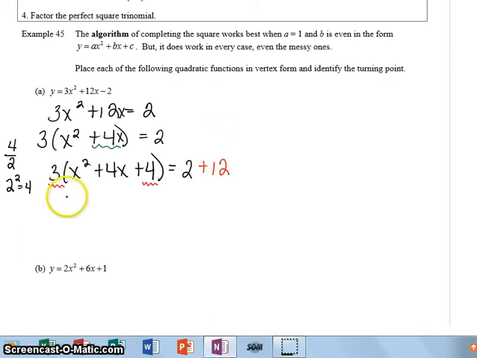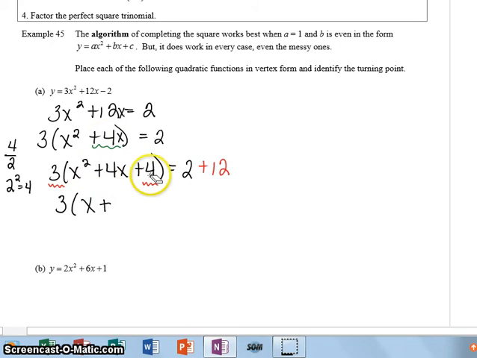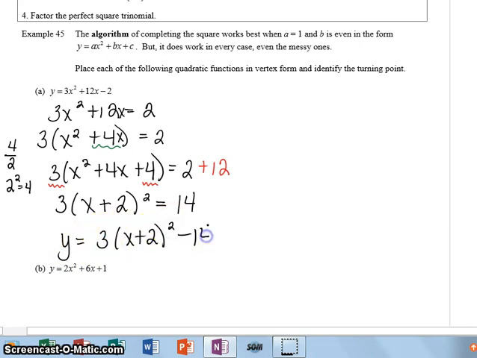Okay, so now we're going to factor this as usual. If you use my little shortcut I just explained in the last example, you know it's going to be positive because the sign on b is positive. And then the square root of my c, which is 4, is 2. And that's equal to 14. Last step, you're going to move the 14 back over to this side, which would make it a subtraction. And I'm going to get y equals 3 parentheses x plus 2 quantity squared minus 14.